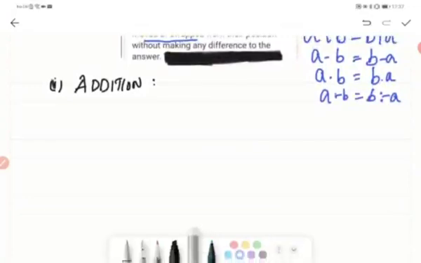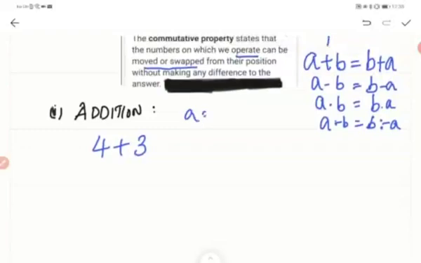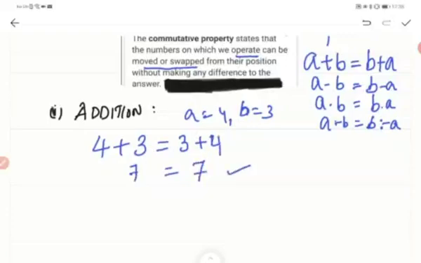Let's see some scenarios in addition. Let a be 4 and b be 3. For the addition operation, 4 plus 3, if I swap it as 3 plus 4, tell me, are they both equal? Here I get 7, here also I get 7. For this scenario it shows that it is true.